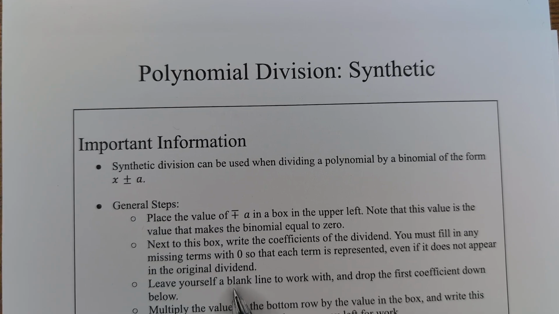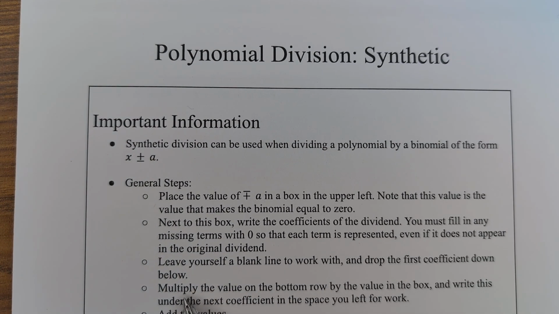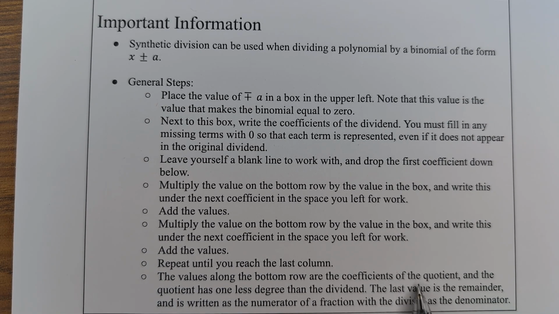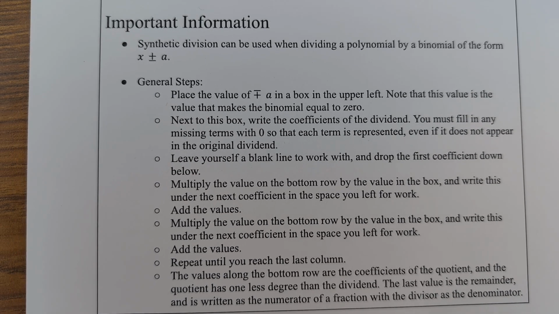Leave yourself a little bit of room to work with, and then drop the first coefficient down below. Multiply the value in the bottom row by the value of the box, and write this under the next coefficient in the space you've left for work. Add down, multiply again underneath the next coefficient, add down, repeat until you reach the last column. The values along the bottom row are the coefficients of your quotient, and the quotient has one less degree than the dividend. The last value is the remainder, written as the numerator of a fraction with the divisor as the denominator.